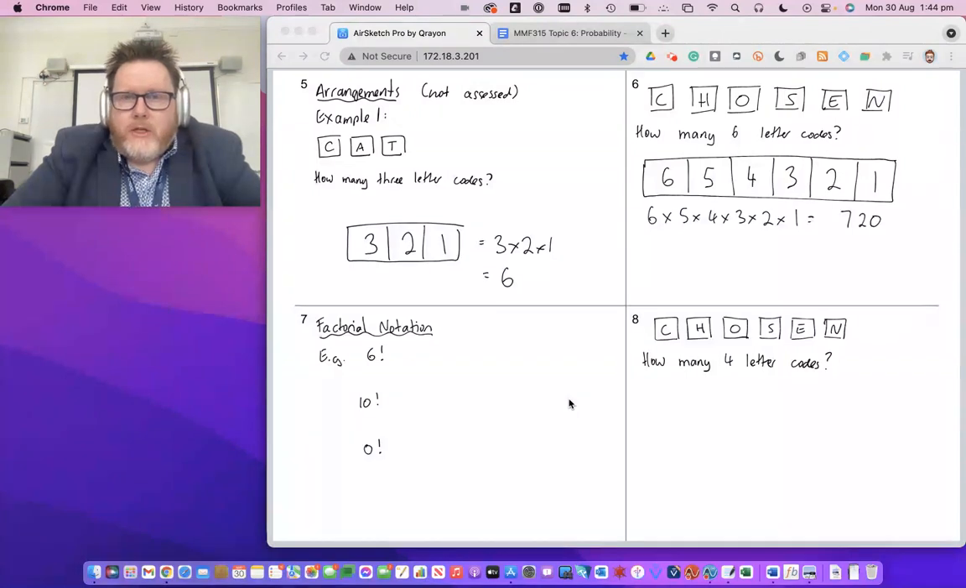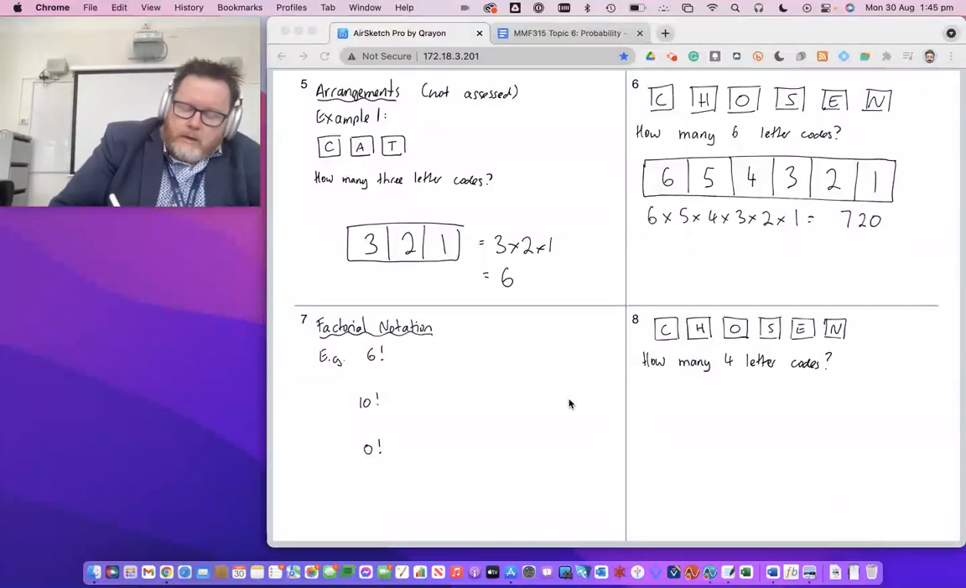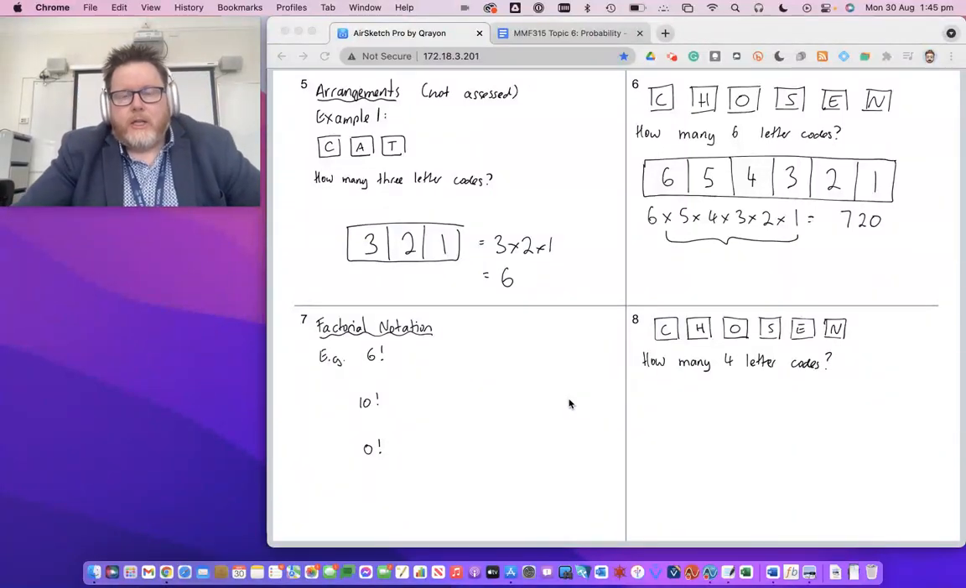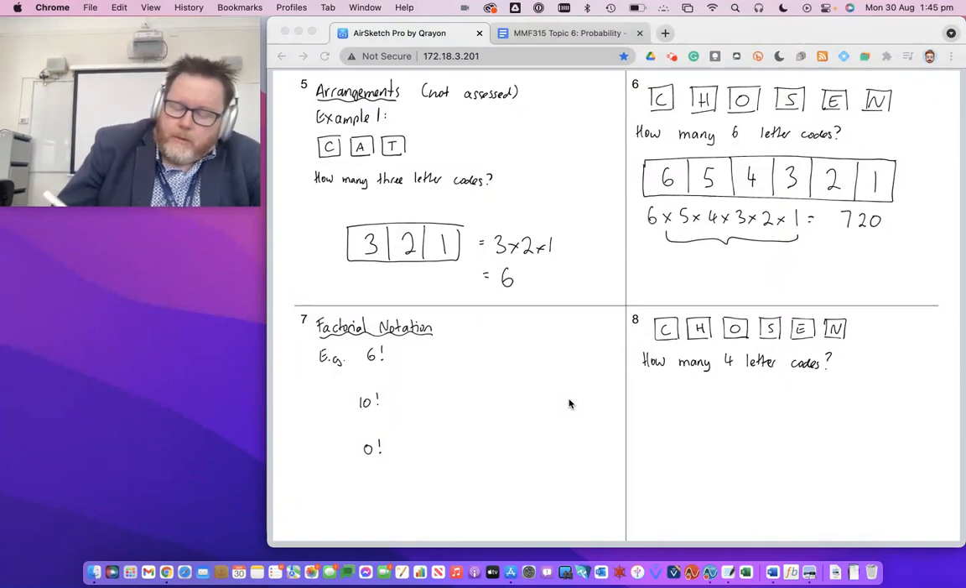That wasn't too bad, but imagine doing the same thing with, say, a pack of cards where you've got 52 cards. How many ways could you place those 52 cards? You don't really want to go to your calculator and go 52 times 51 times 50 times 49 times 48. I mean, you could do it, but it's a bit tedious. And this idea of multiplying down by 1 number each time until you get to 1 is really common. So our calculators have an operation which allows us to work on that, and it's called the factorial operation.